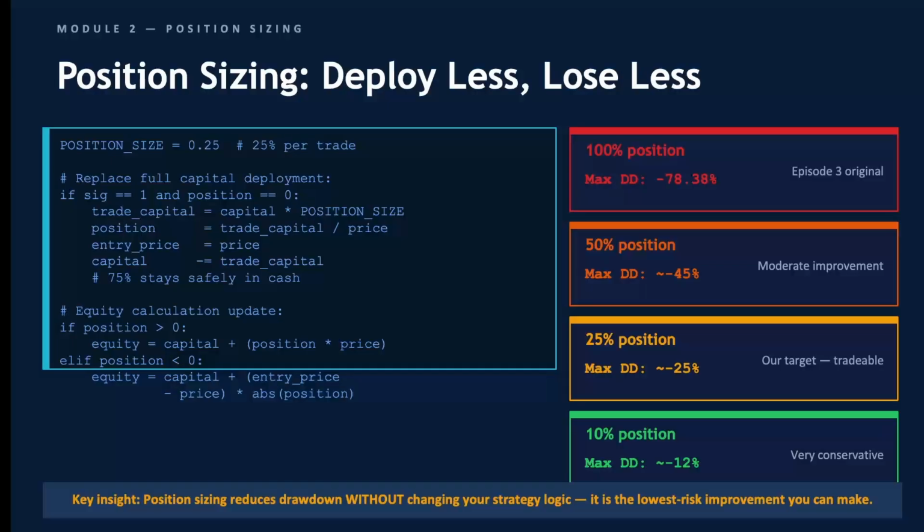of equity per trade. By deploying only 25% per trade, the remaining 75% of capital sits safely in cash. And when a trade goes against us, we only lose a fraction of the portfolio, not everything. There is always a trade-off. Smaller position size means smaller drawdown, but also smaller absolute returns. The goal is finding the position size where the Sharpe ratio is maximized. Enough return to justify the risk without the equity curve becoming too volatile to hold through.